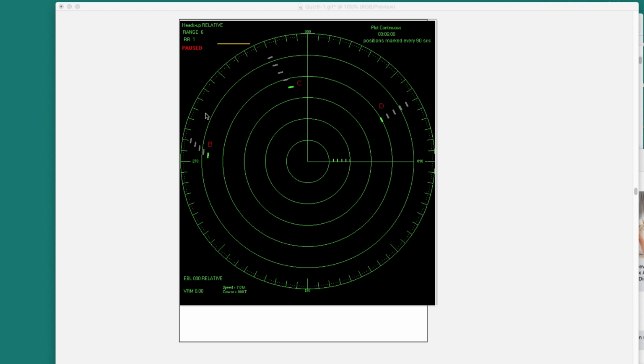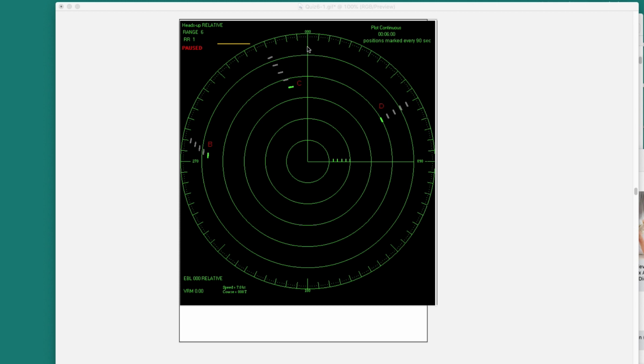And that problem gives you simply this screen, which is captured from the radar trainer with three converging targets. And then our question is, on these, what are the closest point of approach, what will the clock read at CPA, the speed of relative motion, true course and true speed.